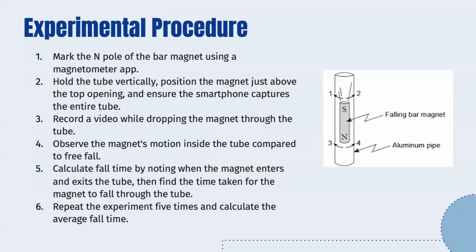We recorded a video while dropping the magnet through the tube and observed the magnet's motion inside the tube compared to free fall. We calculated the fall time by noting when the magnet enters and exits the tube, and repeated this experiment 5 times and calculated the average. There is an upward magnetic force created by the induced currents in the tube that slows the magnet down, and this phenomenon is exactly what we are trying to observe and simulate in this experiment.